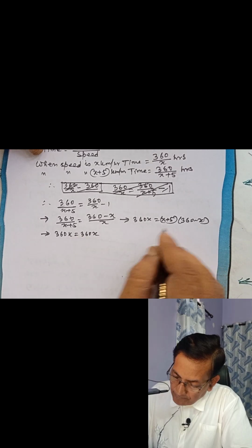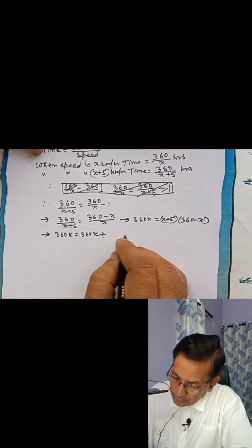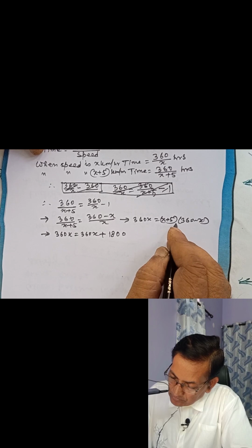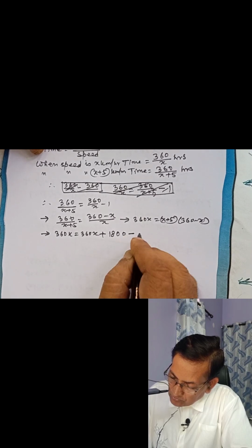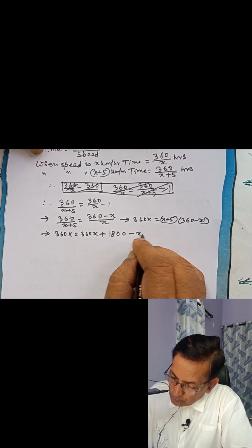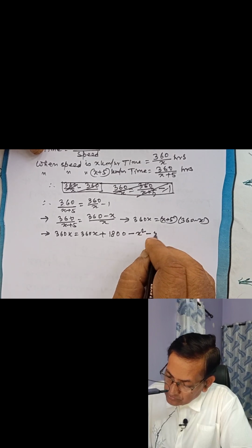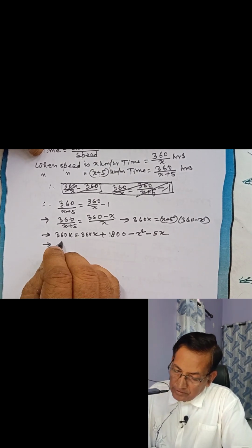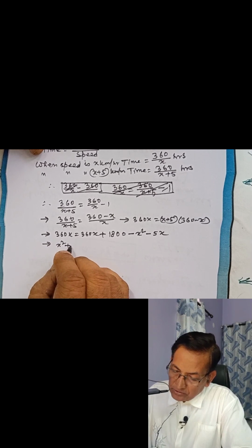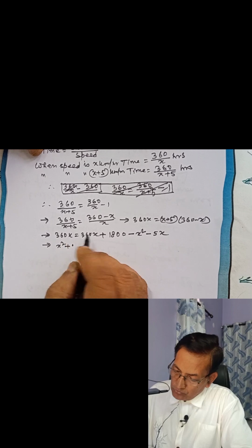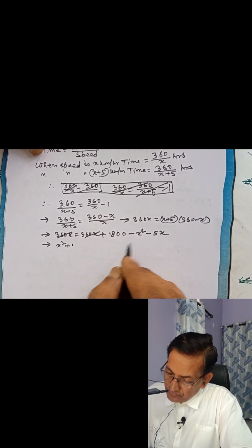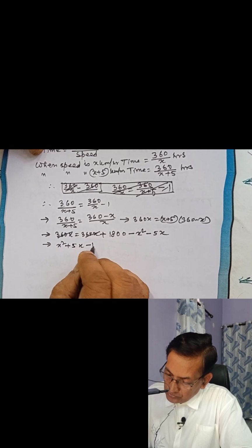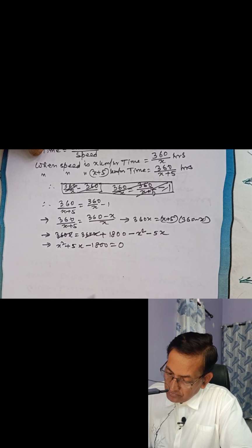This will give 360x is equal to 360x plus 1800 minus x square minus 5x, or x square plus 5x minus 1800 is equal to 0, where 360x cancels from both sides.